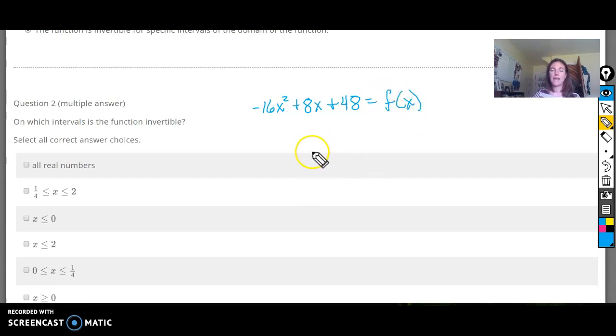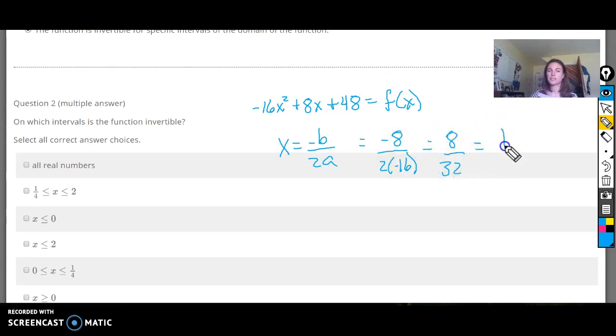And remember that the x value of the vertex, which is what we're looking for here, is going to be negative b over 2a. So in this case, that is negative 8 over 2 times negative 16, which is, the negatives cancel out, 8 over 32, and that simplifies to 1/4. Okay, so we need to look at these intervals.